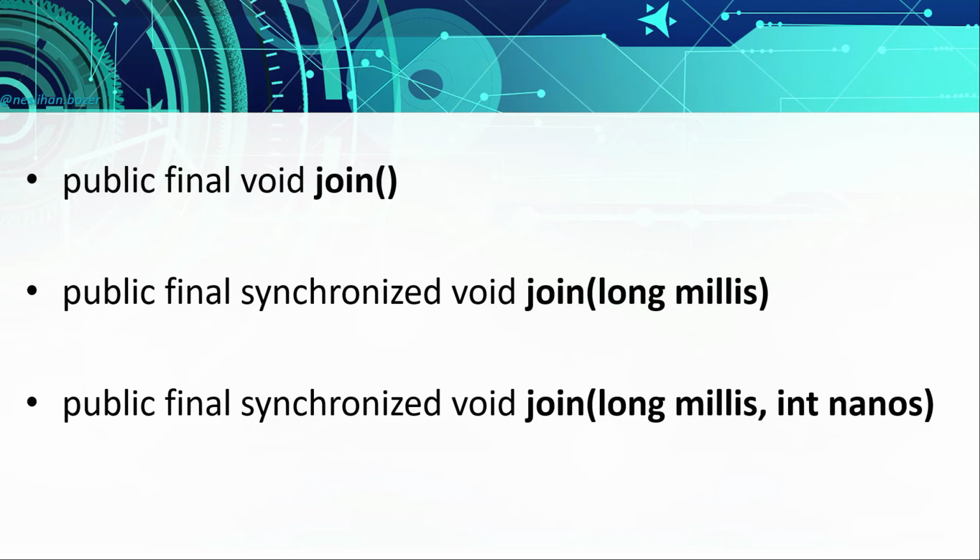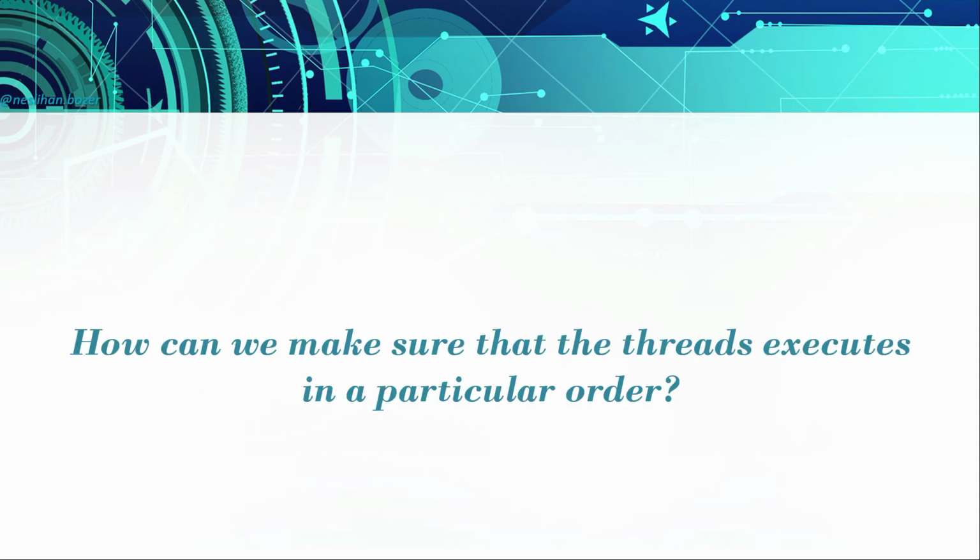Join method with long milliseconds and int nanos. The join method with two parameters waits for the specified time for this thread to die. It will put the current thread on wait until the thread on which it is called is dead, or wait for the specified time of milliseconds plus nanoseconds. It waits at most for the defined period for this thread to die.